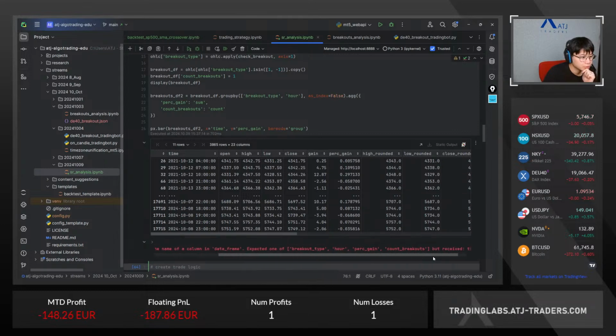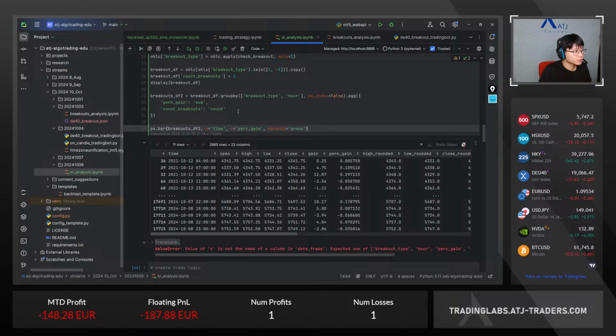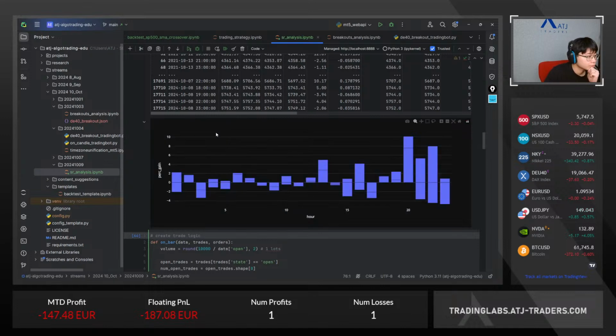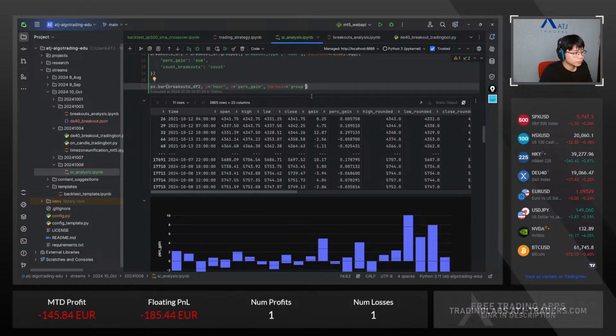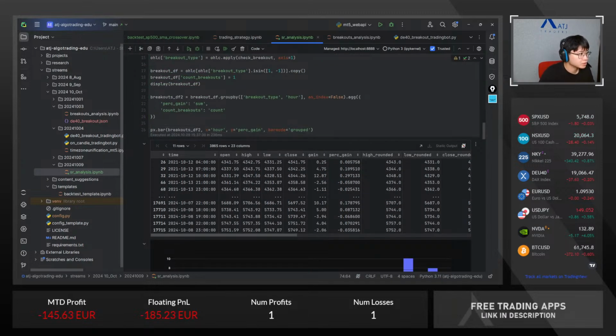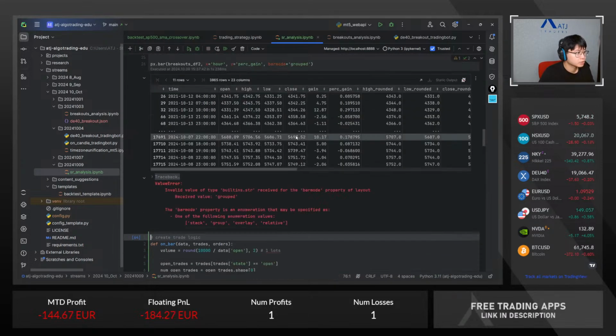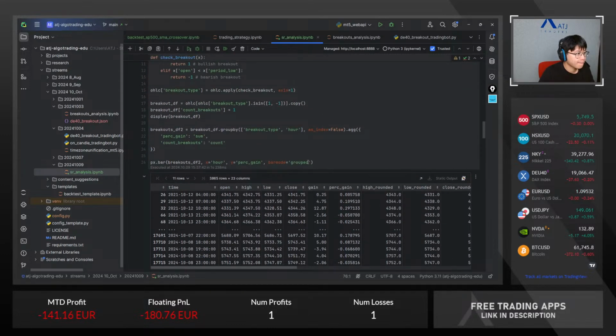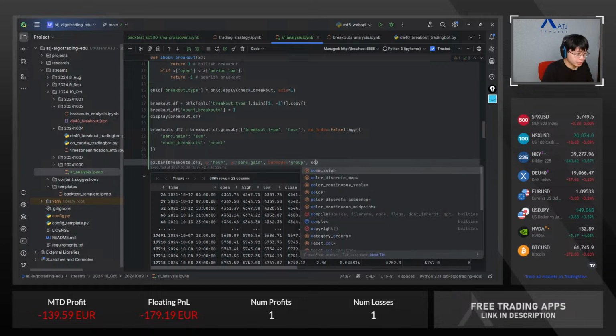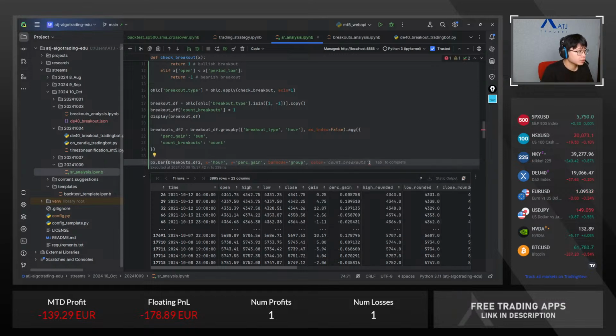So what seems to be a problem here? Oh, we don't have time, of course. We are analyzing by the hour. Nice. Or is it grouped by any chance? No, it's actually group. It's group, and color is equal to breakout type because we're differentiating between buy and sell.